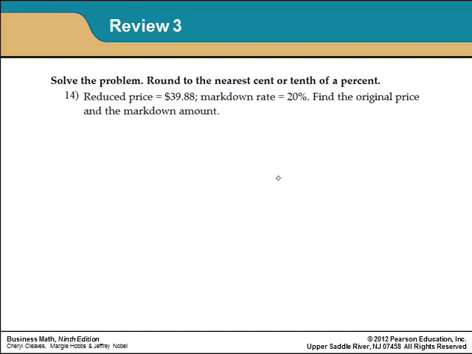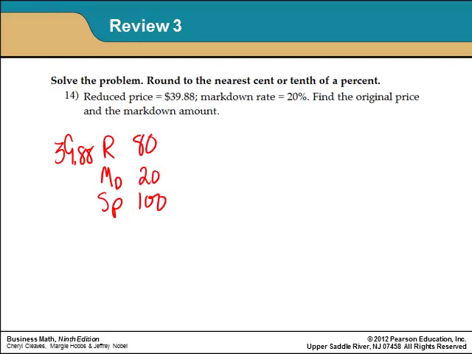The reduced price is $39.88 and it's marked down 20%. So we start with the selling price. Marked down is 20%. Reduced price is $39.88. The selling price is always what we base markdown on. So the reduced price is 80% of the selling price, which is 100% minus the markdown rate. And then we can cross multiply to find the selling price.